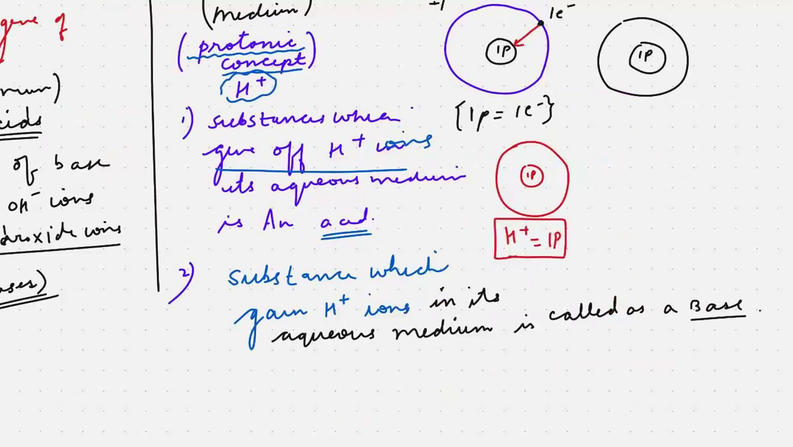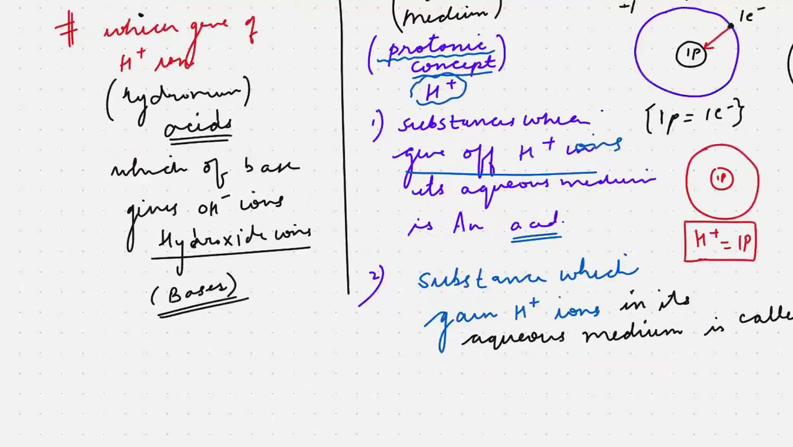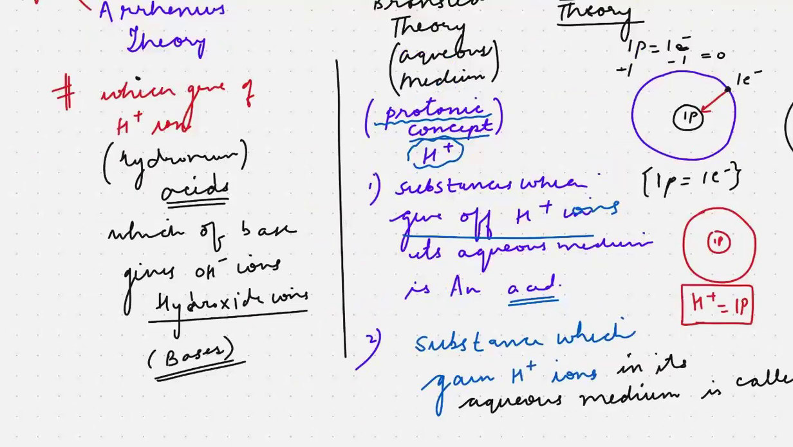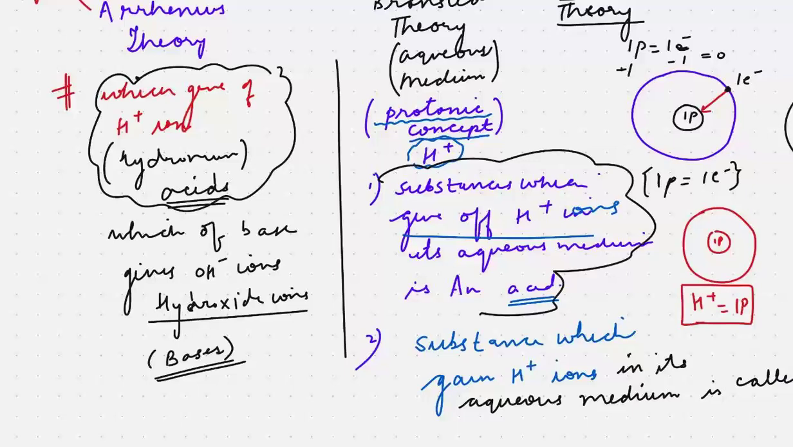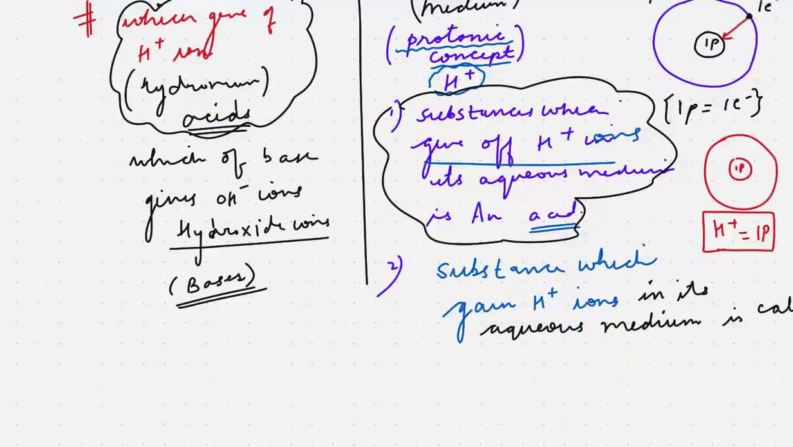All right. So these are the two theories we have to understand. From here you understand, according to Arrhenius, the substances which give off H plus ions are acids. The same concept we are saying in the Bronsted theory also, but instead of calling it H plus, we call it protons. So what do we say?